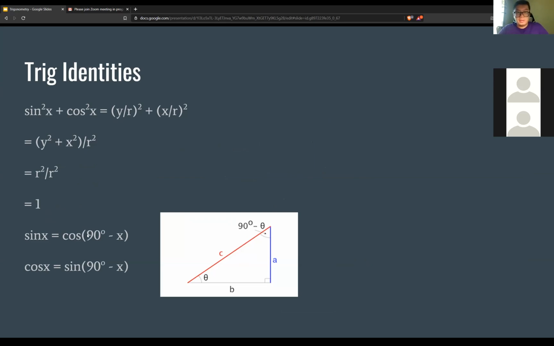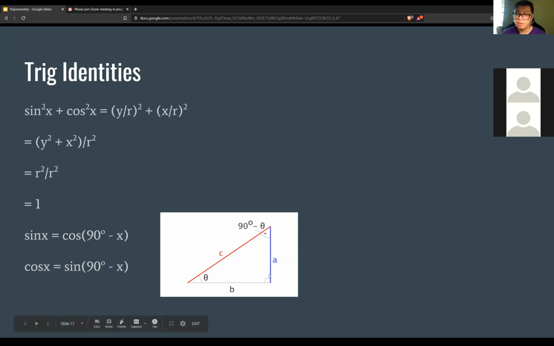Okay, let's look at another property. We can relate sine with cosine using these two properties. Sine of x is equal to cosine of 90 degrees minus x. And similarly for cosine, cosine of x is equal to sine of 90 degrees minus x. And we can see this from this example right here.